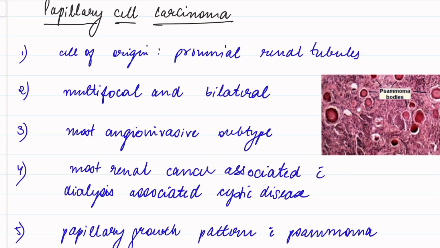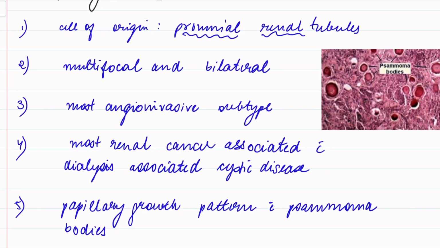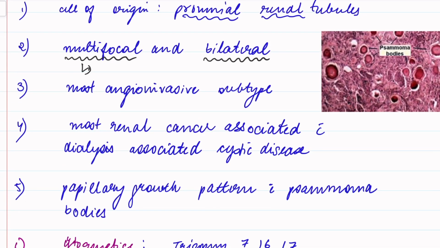Coming to papillary renal cell carcinoma. The cell of origin is the proximal renal tubules. What you have to remember is that it is a multifocal tumor and it is most commonly bilateral. Multifocal means that there are many tumor foci within the kidney. It does not have just one mass. You can find many neoplastic masses within the kidney. It is the most angioinvasive subtype of RCC.